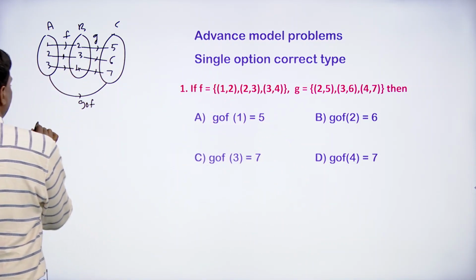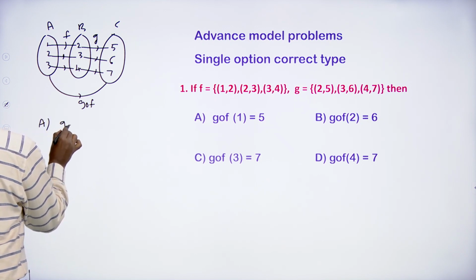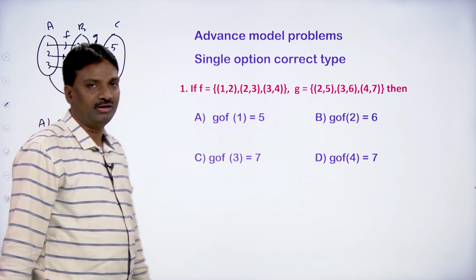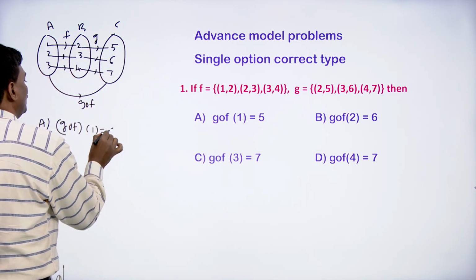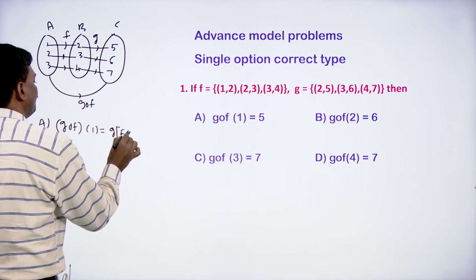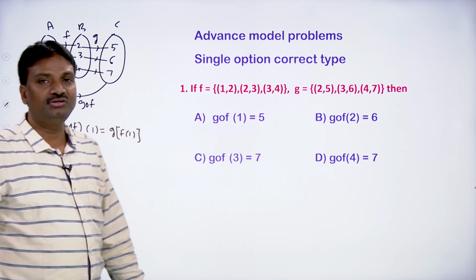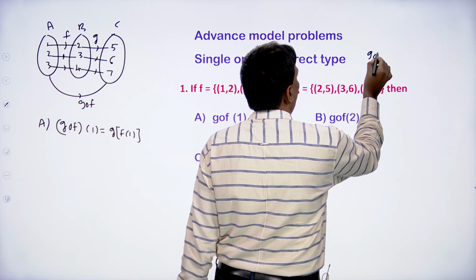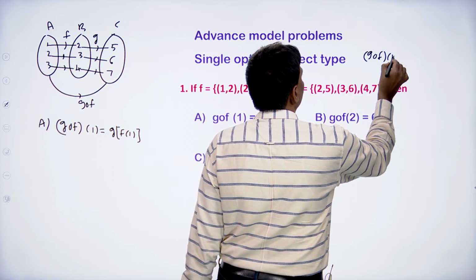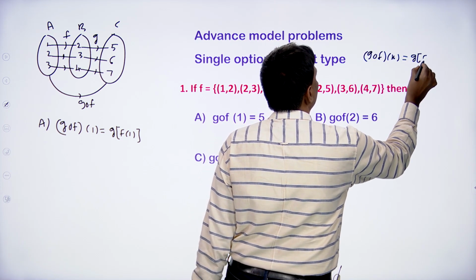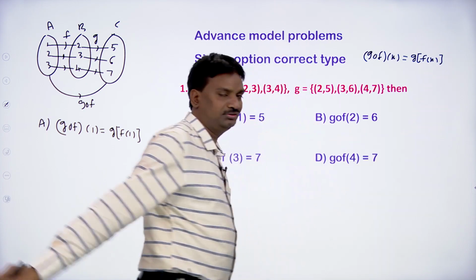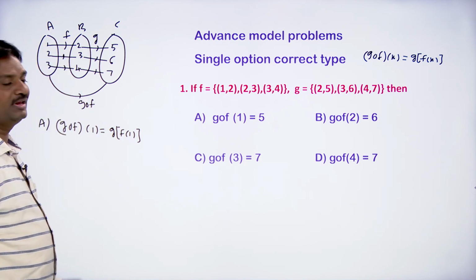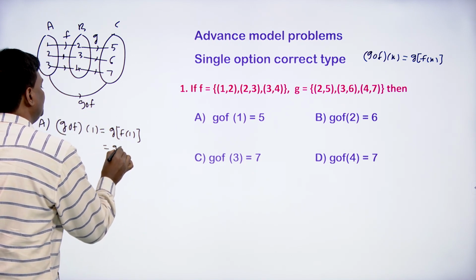So if we take option A, g circle f of 1, which is given as 5. Let us check whether that is correct or not. We can write g circle f of x equal to g of f of x. According to the definition of composite function, g circle f of x equals g of f of x for all x belonging to A, the domain. Here 1 belongs to capital A, that is the domain.